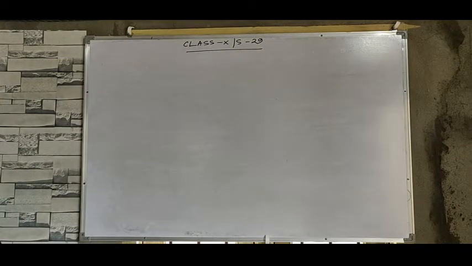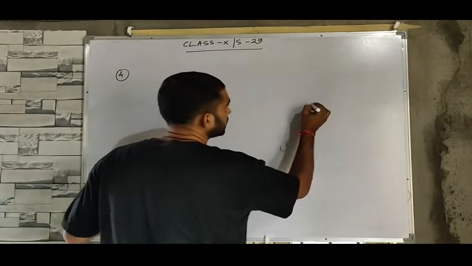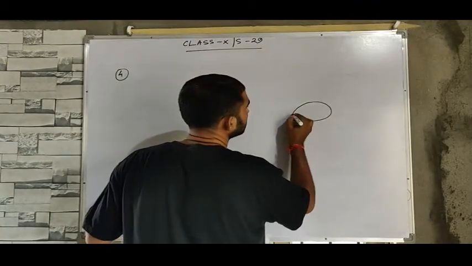Now next question. Look at the same previous one but not the same. See, a well of diameter 3 meter and 40 meter deep. The earth taken out of it has been spread evenly all around it to form an embankment of width 4 meter. Find the height of the embankment. Okay, now see here what is the question. Suppose this is the well.